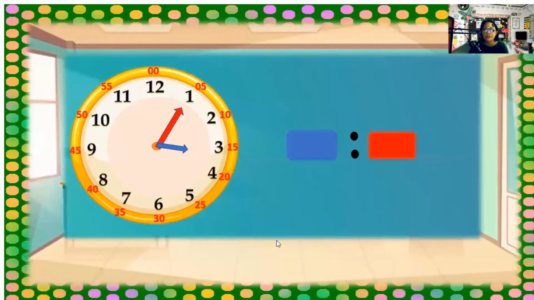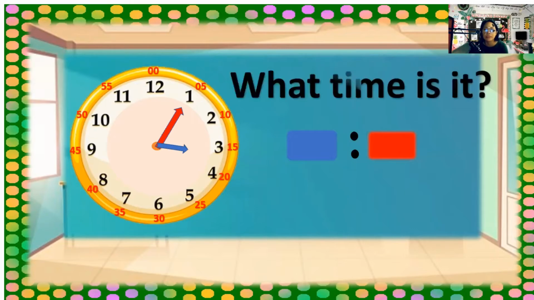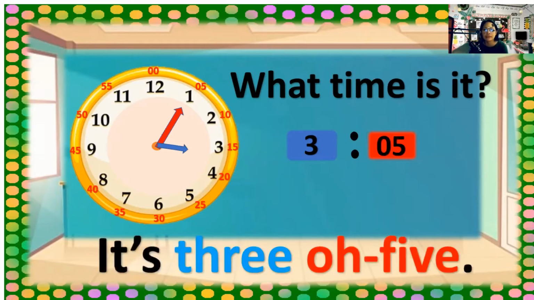Okay, so just look at the short hand and the long hand, the blue and the red. All right. What time is it? Okay, so the short hand was first, and then the minute. So it's 3:05.